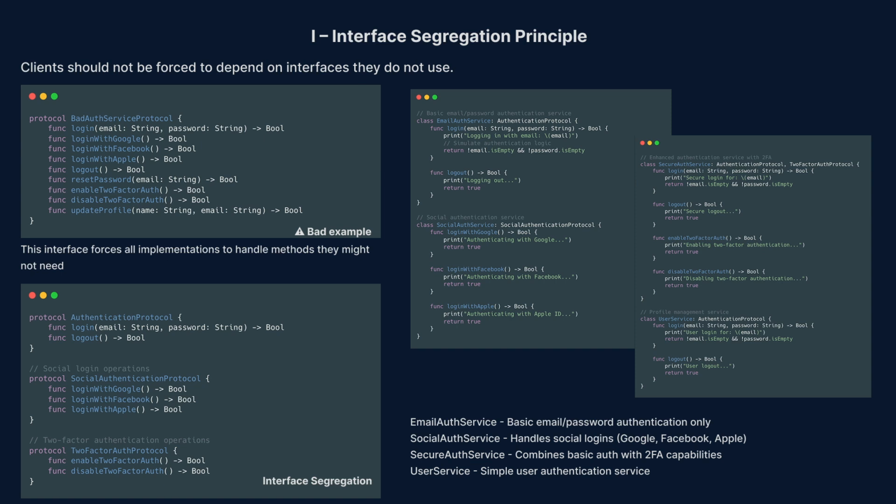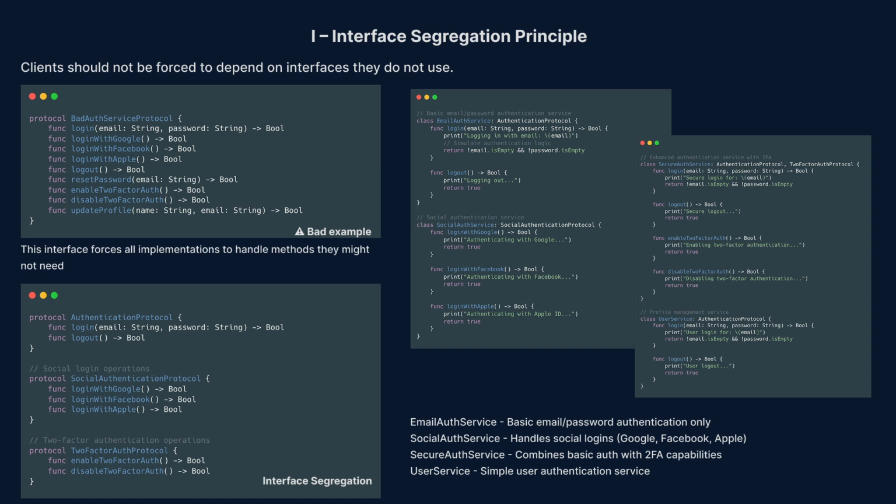A better approach is to split the interface into smaller, more specific protocols, such as email auth service, social auth service, and biometric auth service, so that each class only implements what it actually needs. This leads to a more modular, maintainable design that aligns with ISP, reduces code bloat, and makes the system easier to extend or test.